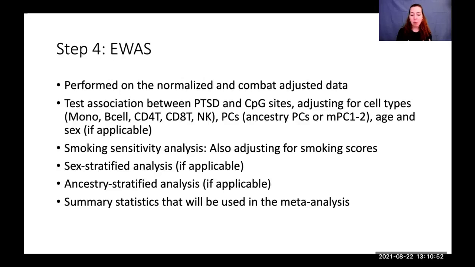And then we run a smoking sensitivity analysis, including smoking scores as a covariate. Then we can run stratified analyses if applicable. Those include sex-stratified and ancestry-stratified analysis. And finally, we will have summary statistics that will be used in the meta-analysis.